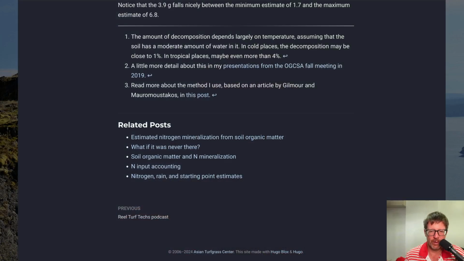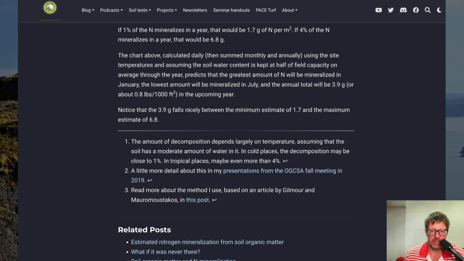Actually, I will show you one more thing. I figured out how to get those related posts to show. So those are showing now. You can see the related posts on the screen, which, as I mentioned earlier, are all related to nitrogen. And I'll show and read the final sentence of this blog post. If I work through for this location in Melbourne with that amount of organic matter in the soil, if we multiply the resultant nitrogen that's in that organic matter by 1%, then we get 1.7 grams estimated mineralization. If we multiply by 4%, we get a maximum of 6.8.